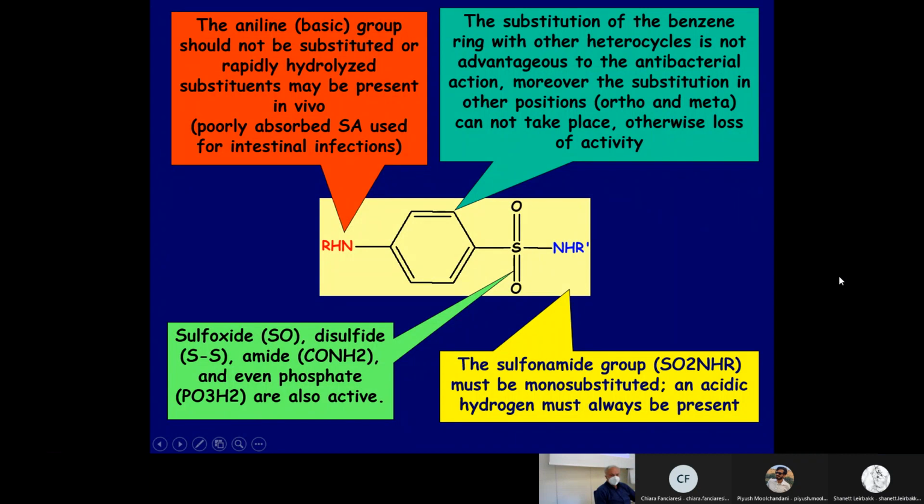And the sulfur group can be replaced by other function. The important is to maintain the right acidity of this proton, because the acidity of this group should be comparable with the acidity of the paraminobenzoic acid. So we have to maintain the same acidity of the two groups.